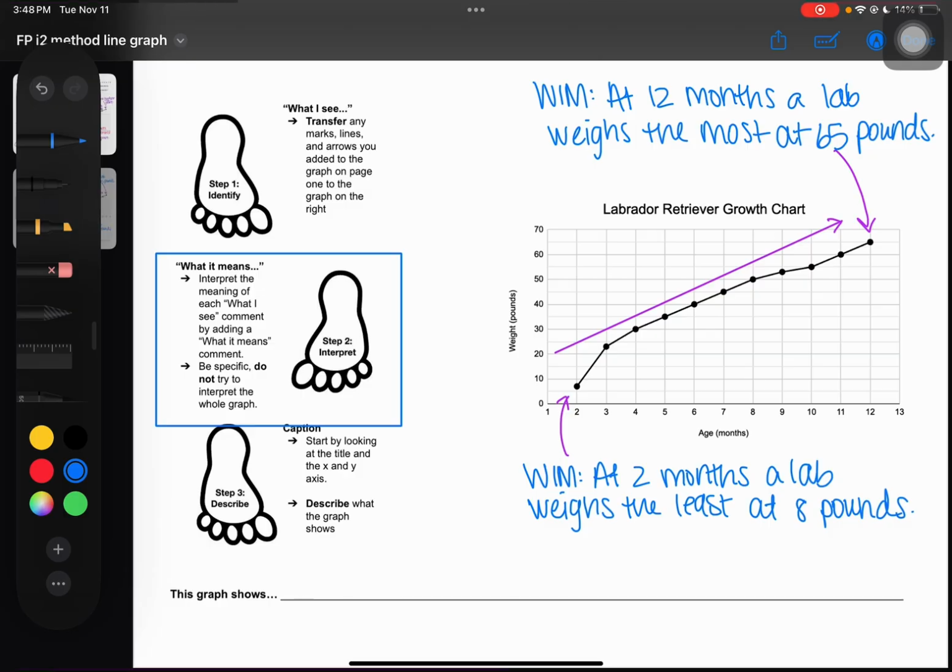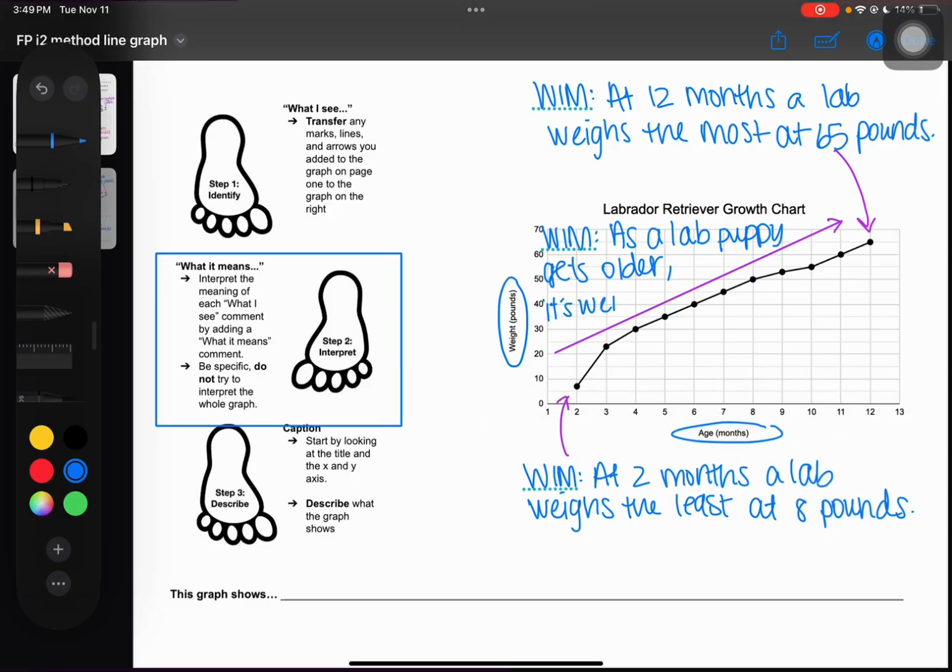So what does it mean that the line is increasing? Well, what it means is that as a Labrador Retriever gets older, its weight increases. Can you see that? So WIM, I'm going to say, as a lab puppy gets older, its weight increases. Kind of have to cross over my line there. So as the Labrador gets older, as its age in months increases, its weight also increases.